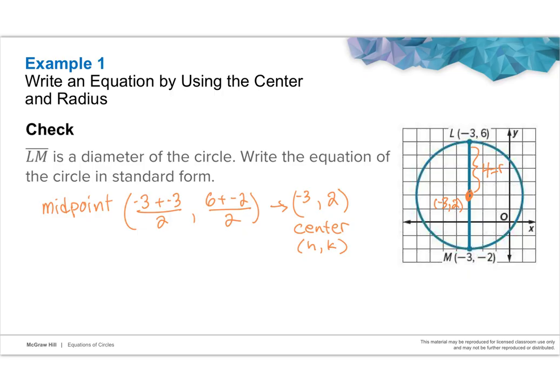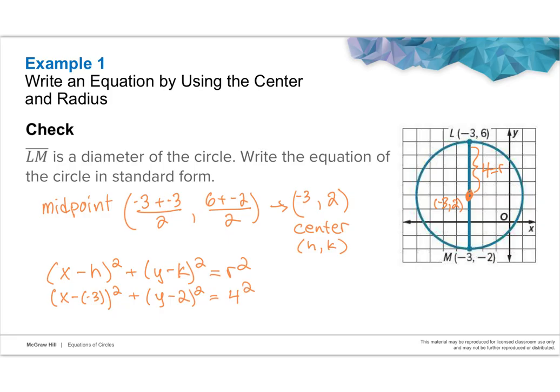Hopefully you know that. And then we're going to go ahead and substitute into our x minus h squared plus y minus k squared equals r squared, standard form. Always a good idea to write that equation first and then to substitute in what you need. So our center is -3, so we have x minus -3 all squared, and our k is 2, so y minus 2 all squared, and that is going to equal 4 squared.